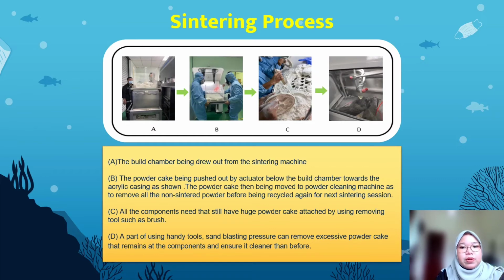C, all the components that still have a huge powder cake attached to the body will be cleaned using tools such as a brush. D, apart from using hand tools, sand-blasting pressure can also remove excessive powder cake that remains on the components and ensure they are cleaner than before.